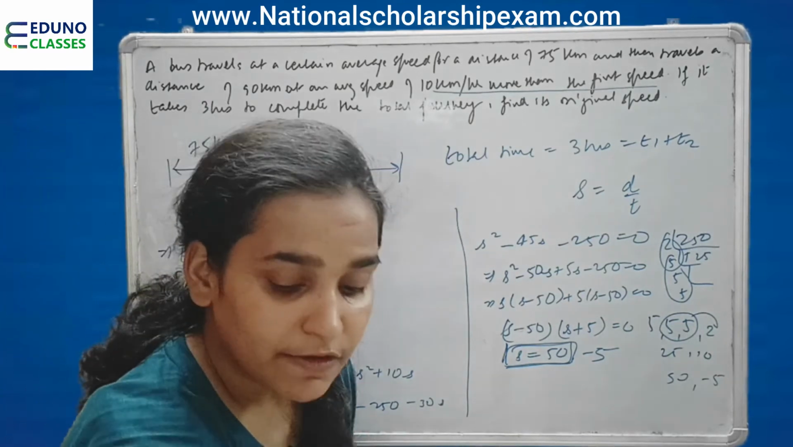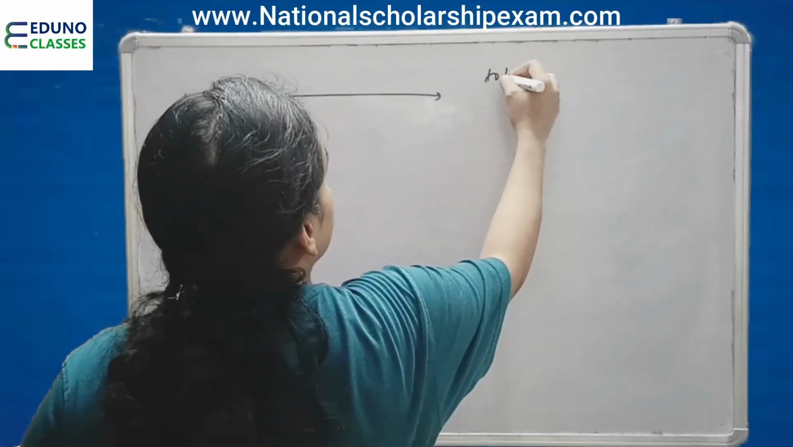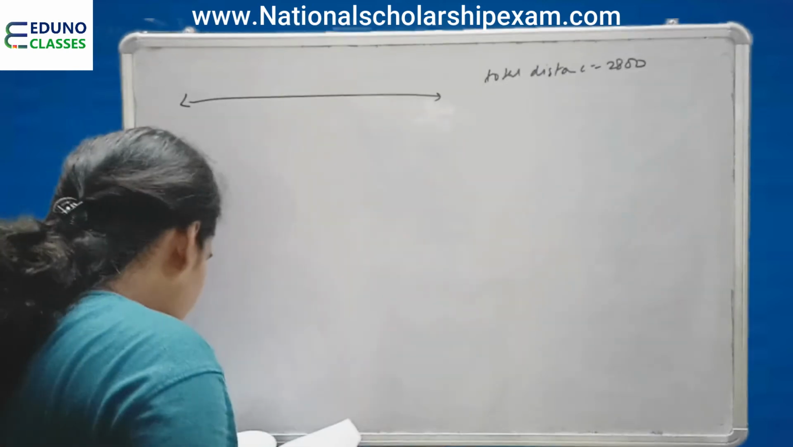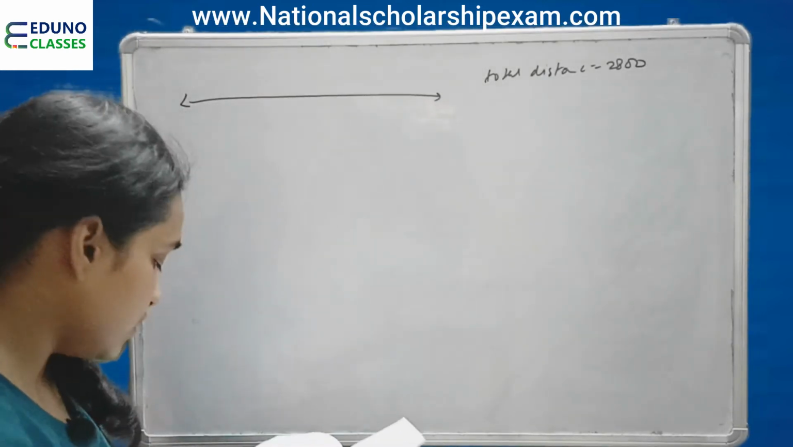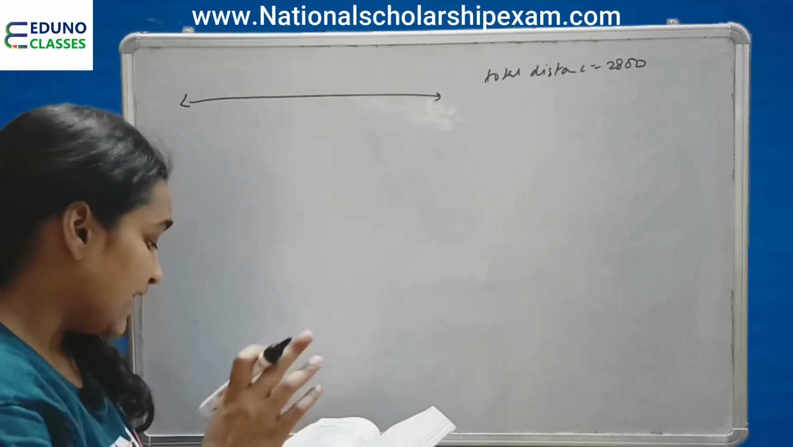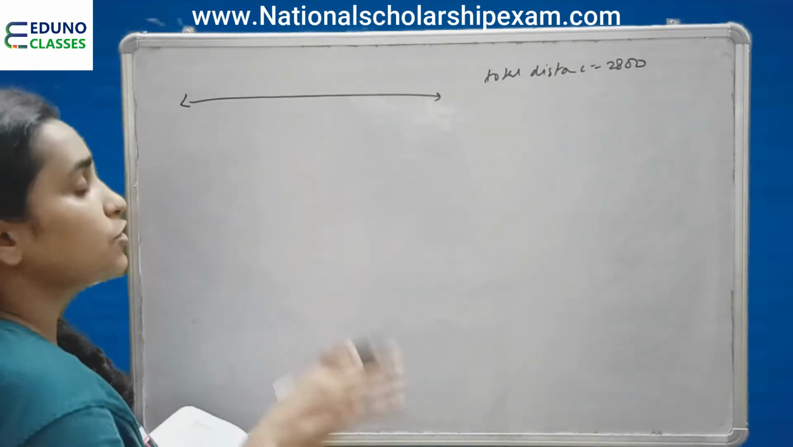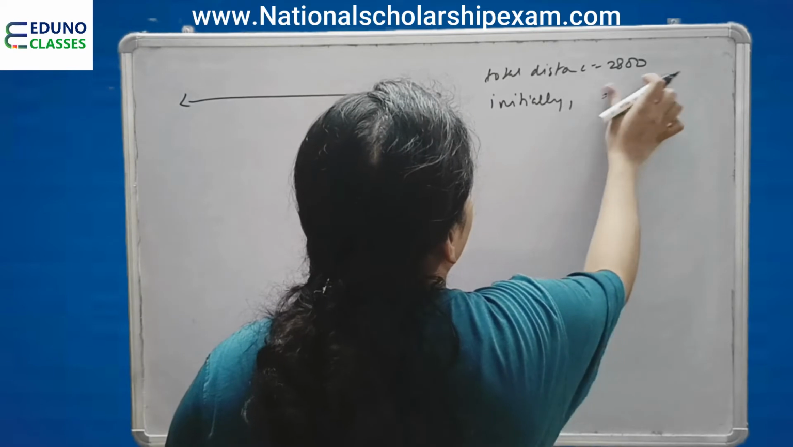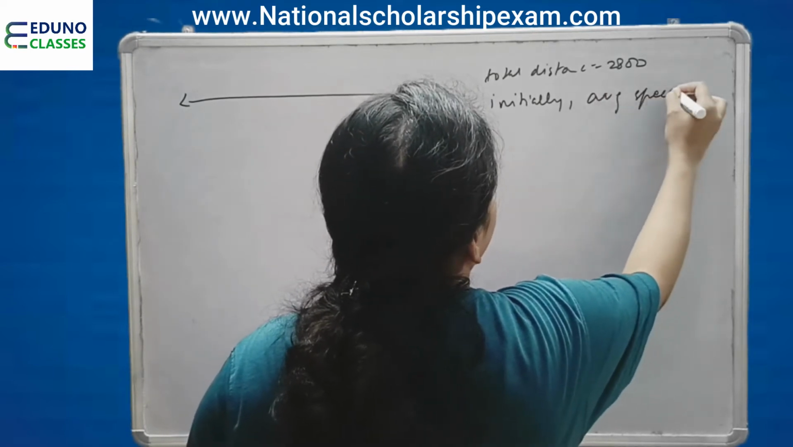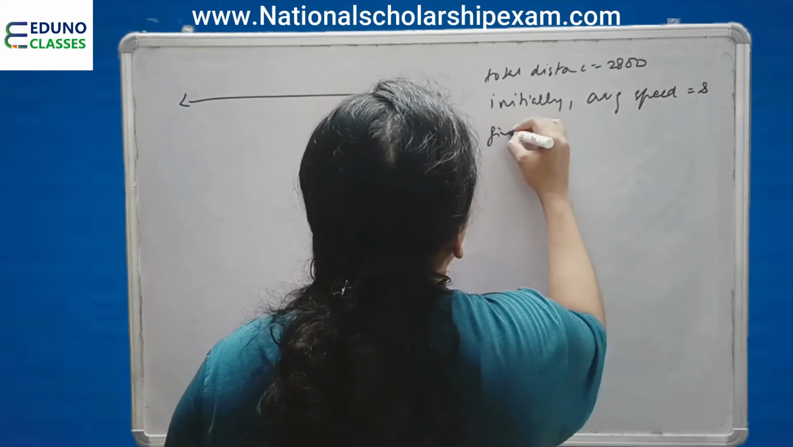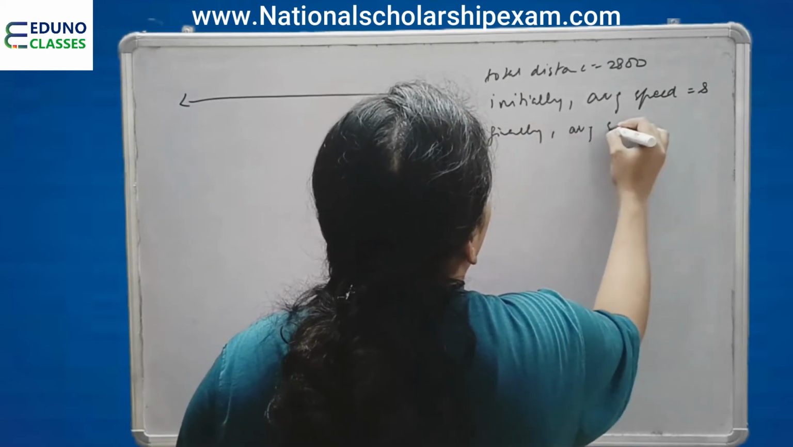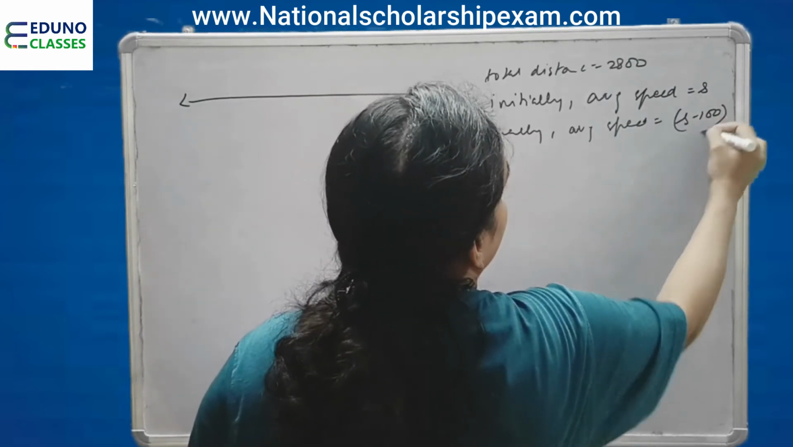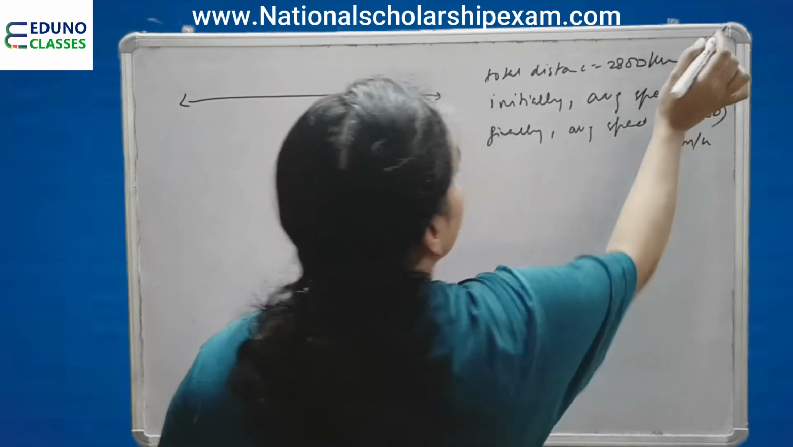Let us take another question. The total distance is 2800 kilometers. The aircraft was slowed down due to some weather conditions. Its average speed is reduced. So initially the average speed was S, and then finally it was reduced by 100 km per hour. The unit is kilometer per hour, and the unit is kilometer.